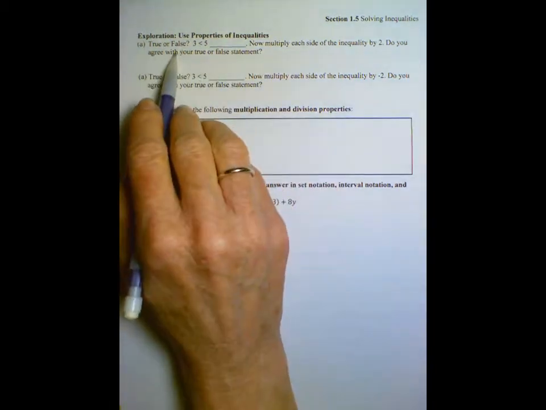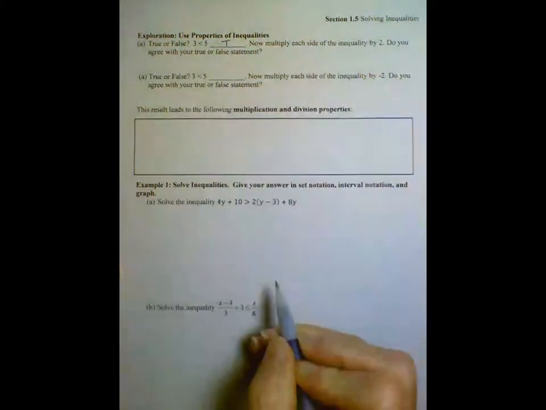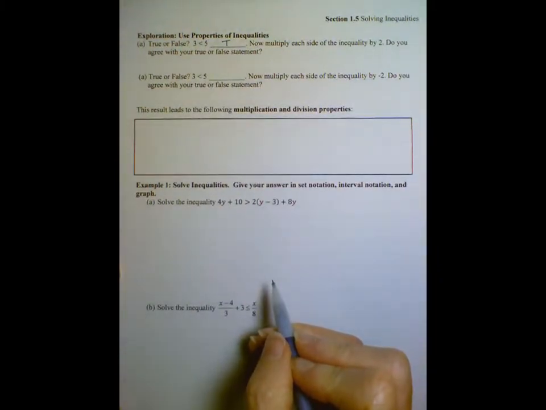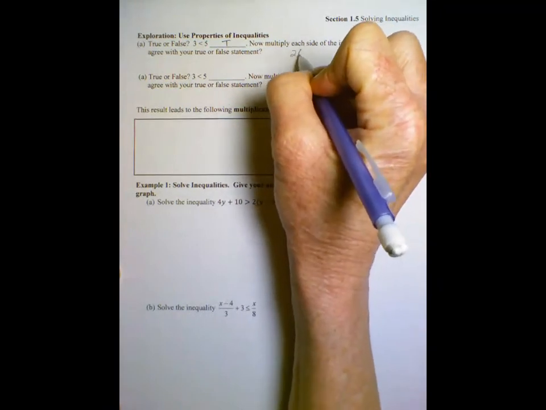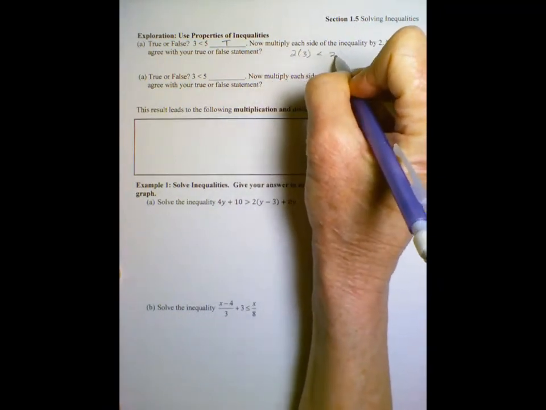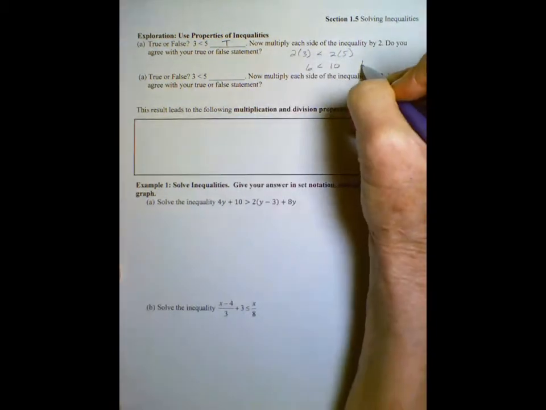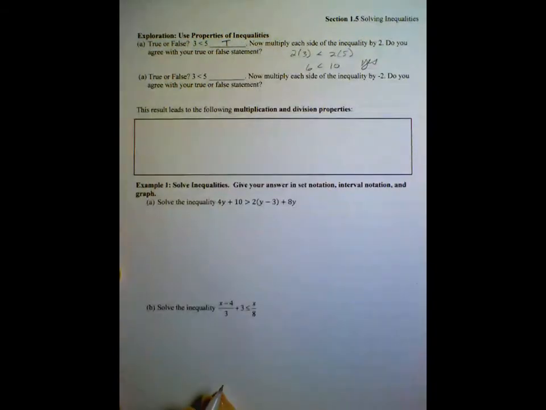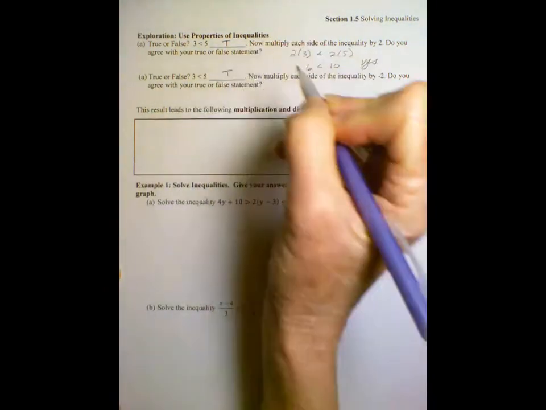So, true or false, 3 is less than 5. Of course, that is true. Now, multiply each side of the inequality by 2. Do you agree with your true or false statement? All right, 2 times 3 less than 2 times 5. So is 6 less than 10? Yes, I do agree with my original true or false statement. True or false, 3 is less than 5? Yes, of course it is.